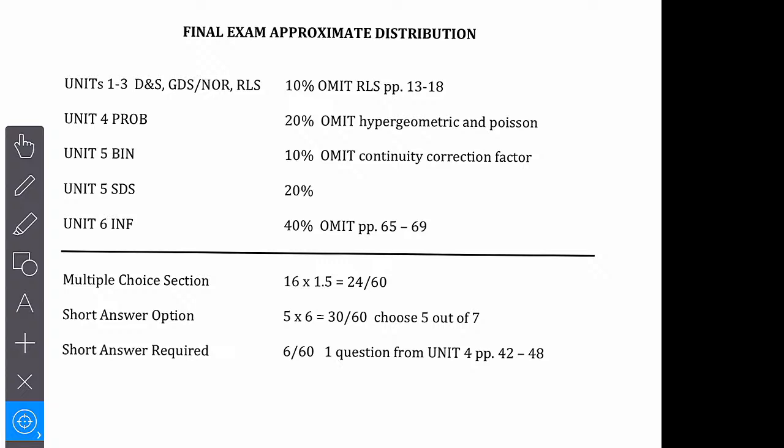I'm not sure what we can do. If you'd like me to look at the mock exam or answer specific questions, what do you think? What do you feel like me doing? So I've omitted the hypergeometric and Poisson problems, continuity correction factor.